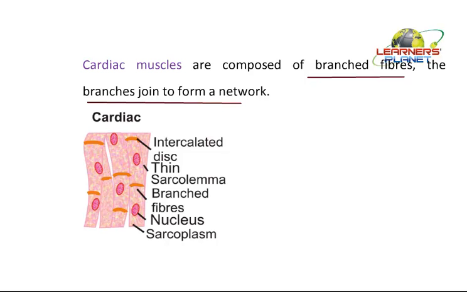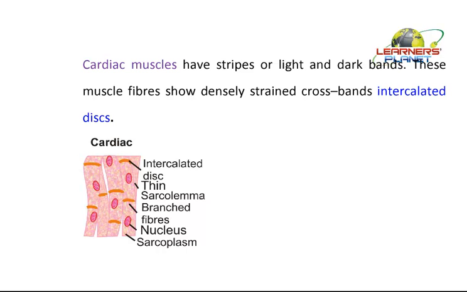These cells have strips. Strips of what? Strips of light and dark bands which are made up of proteins, and this helps in contraction and relaxation of these muscles. Now these muscles need to contract and relax continuously. They should not be tired. So this is another important feature of these cardiac muscles.